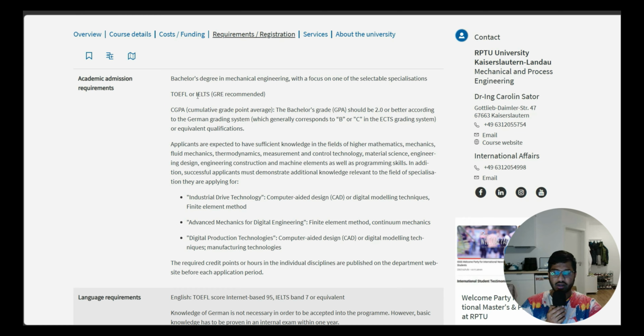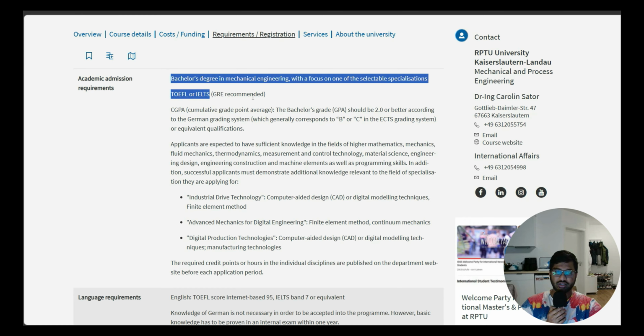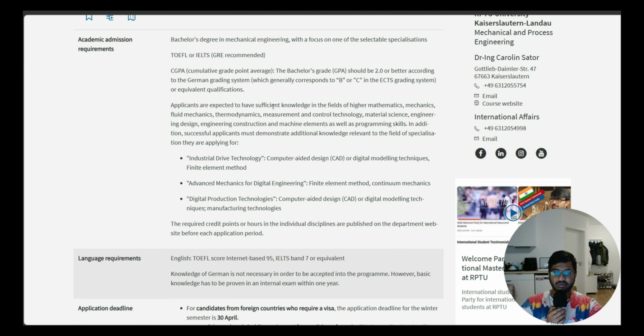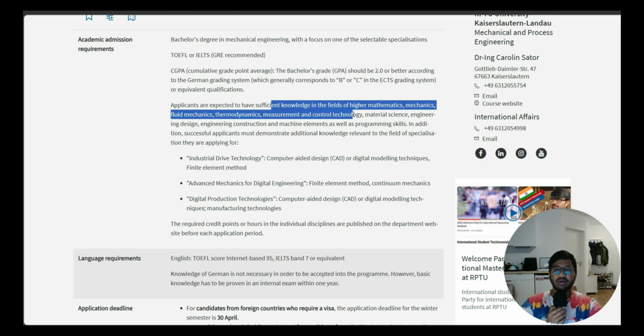TOEFL or IELTS is required. GRE is recommended, but it is not mandatory. CGPA and bachelor GPA should be around 2, or in the German grading system it should be the equivalent. So you should have 2 or better. Then applicants are expected to have sufficient knowledge in the field of mathematics, mechanics, fluid mechanics, thermodynamics, etc. These major courses will for sure be completed in a mechanical engineering course, so no need to worry.